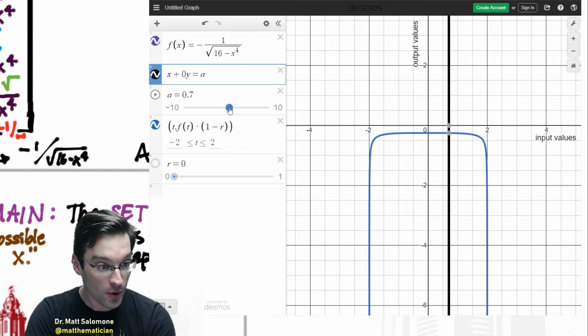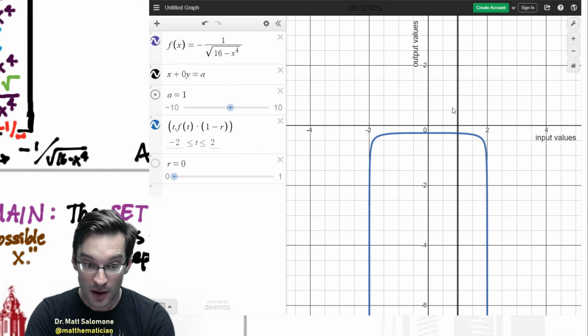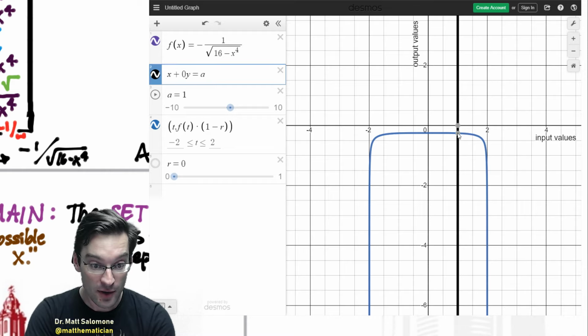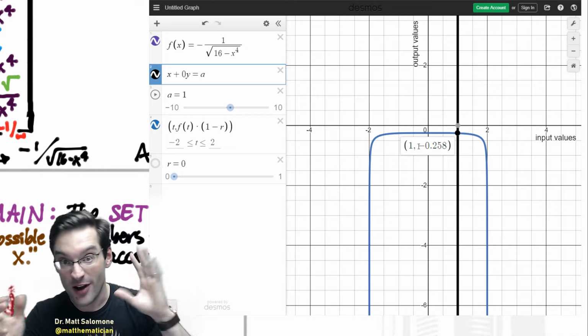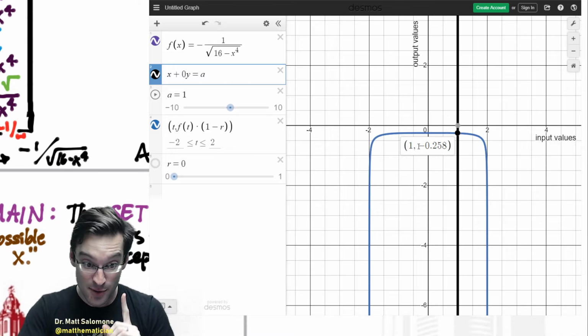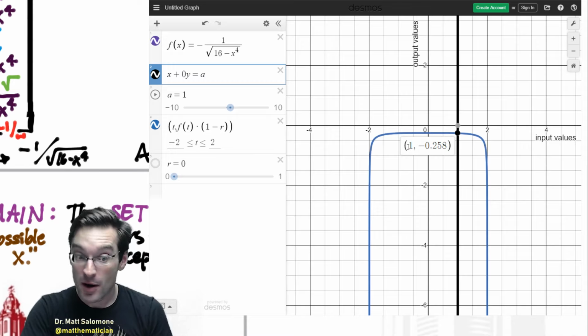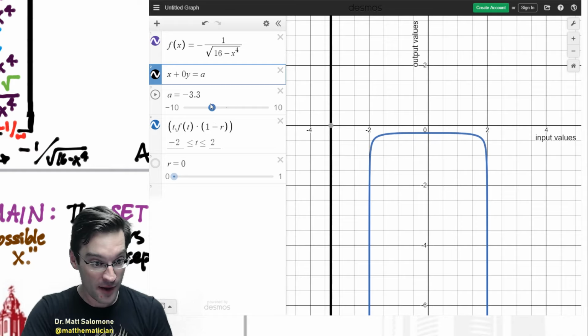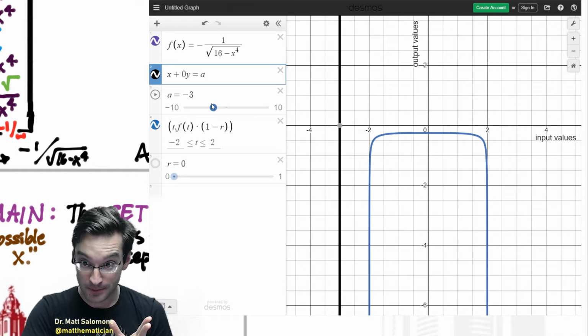Meanwhile, x equals 1 does belong to the domain of my function, because there is a point on my graph whose x-coordinate is 1. Its y-coordinate is -0.258 or whatever. It doesn't matter what its y-coordinate is. It has a y-coordinate. And so the x value 1 is part of the domain, where the x value -3 was not a part of the domain.